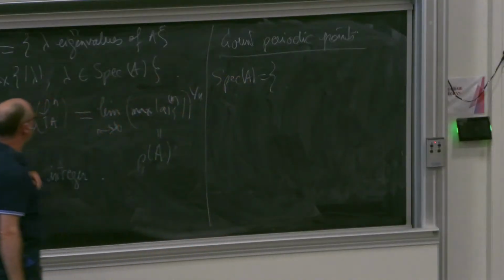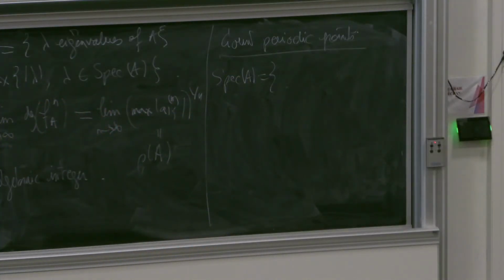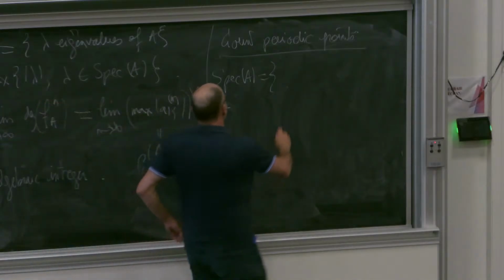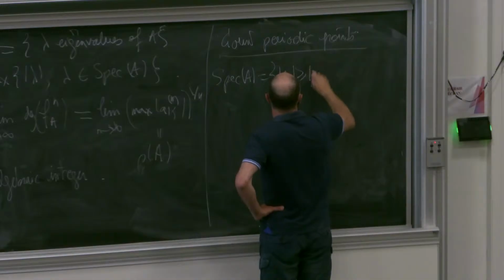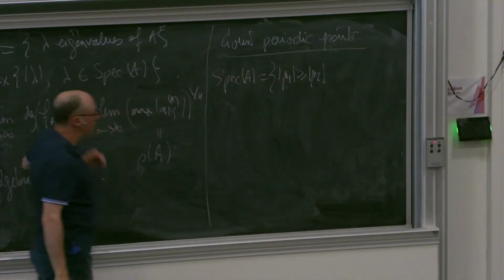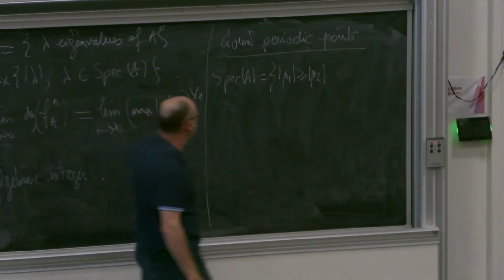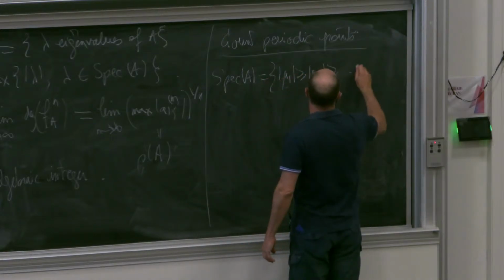A is a d by d matrix, and so it has d eigenvalues. Let me denote them by mu_1, and I order them in decreasing order of their modulus. So mu_1 is greater than mu_2, etc., down to mu_d.